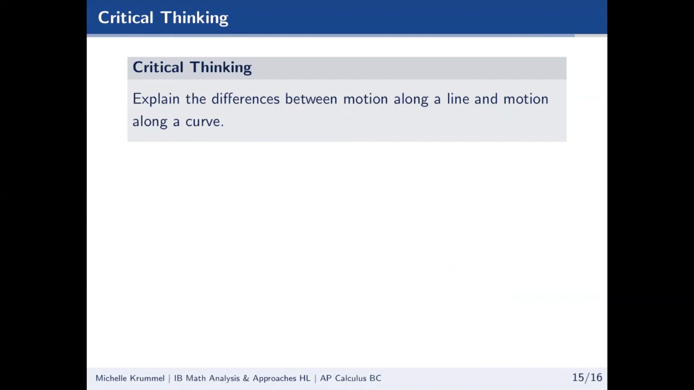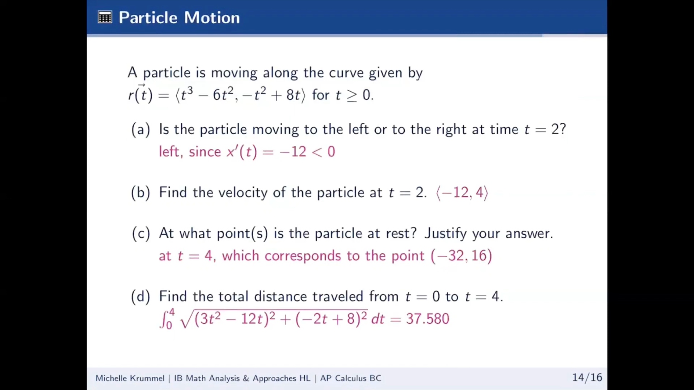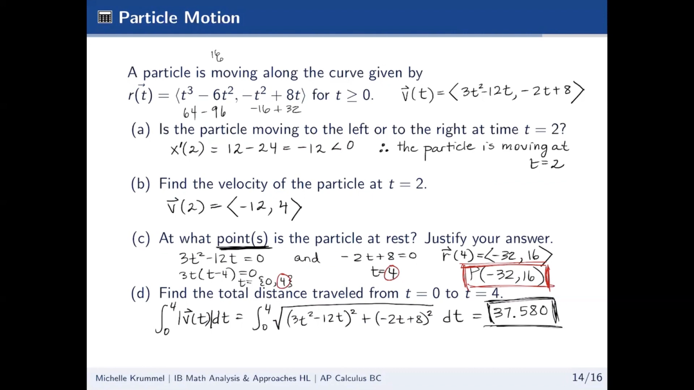For a critical thinking question for this lesson, explain the differences between motion along a line and motion along a curve. So in that last example we just looked at, we did talk about some differences, right in part A. Is the particle moving to the left or to the right? The way that we think about that, or at least the language we use, depends on if we're describing linear motion or if we're describing planar motion there. And how did we determine where the particle was at rest? Is that different for linear versus nonlinear motion? Total distance traveled. Do we have to think about that in a different way if it's linear versus nonlinear or planar motion?